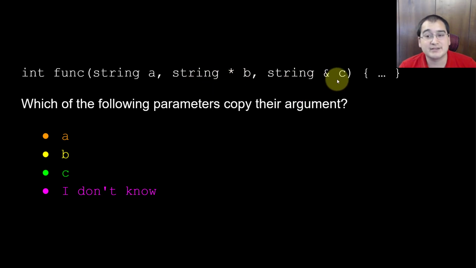What about this one? c. c is a reference to a string. All right. Is that copied? No, references are never copies. References just say c is now a new name for an existing variable, specifically an existing string. So there's no copies necessary here. So which of the following parameters copy their arguments? a, definitely the string is getting copied. b, technically the pointer is getting copied, but there are no strings being copied in b. And in c, there are no copies happening whatsoever.